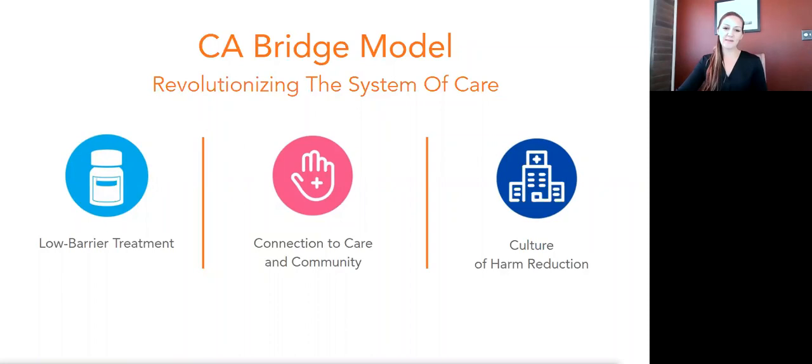Now let's talk a little bit about the California Bridge model of care. There are 3 main aspects to care that we think are very valuable to help patients engage in treatment and be successful. The first is low barrier treatment. The next is a connection to care and community, and the last is a culture of harm reduction. We're going to be talking about all of these components throughout our series of innovations in nursing. Today, what we are going to focus on is the actual treatment aspect of this.